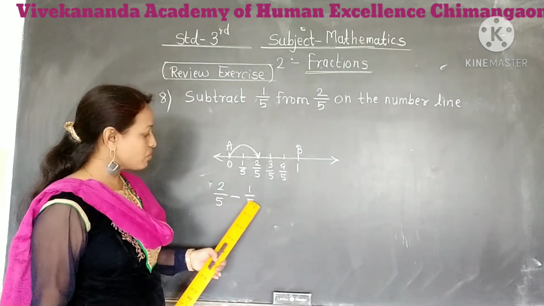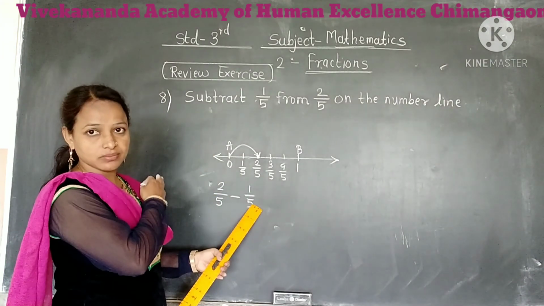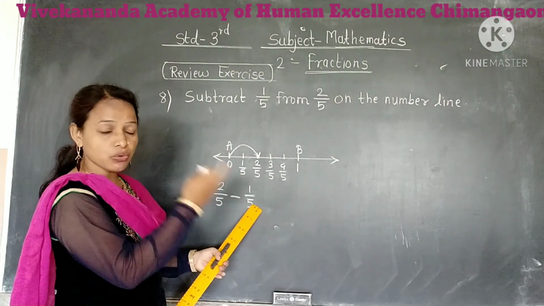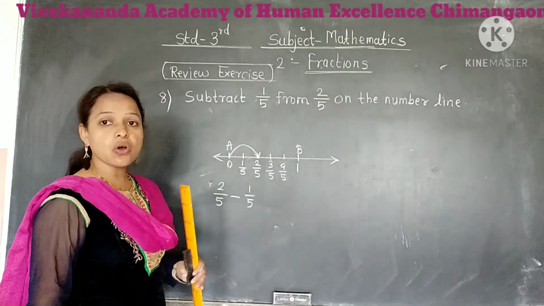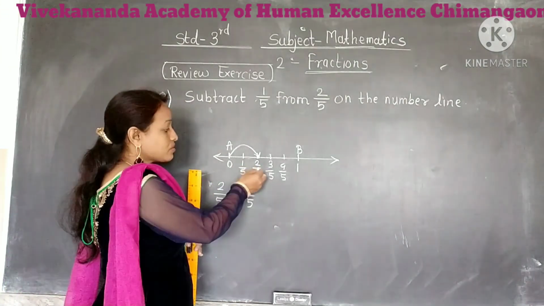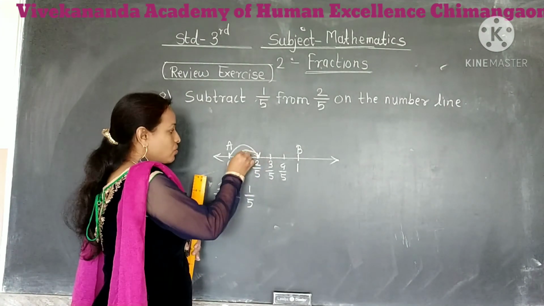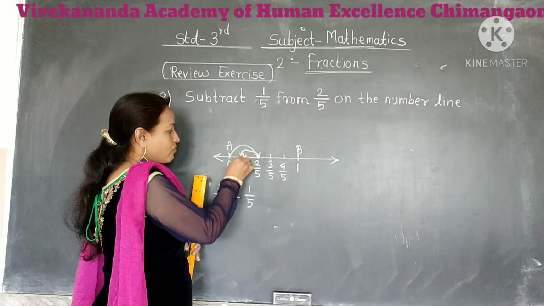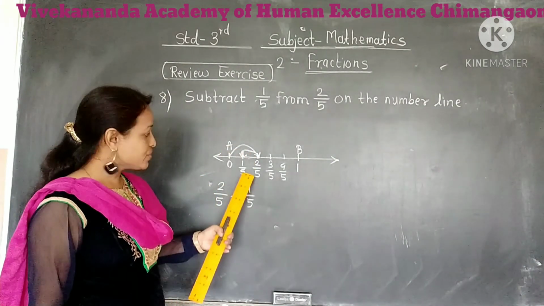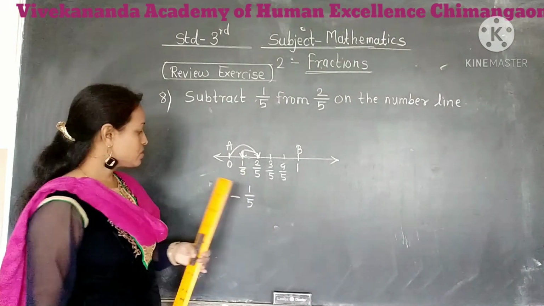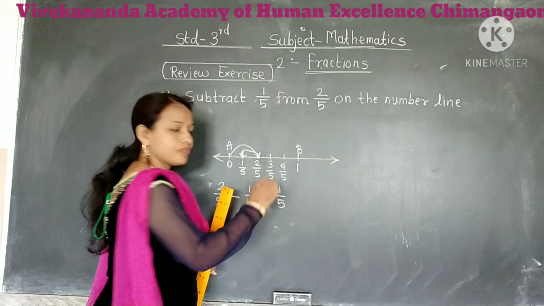Now from that we have to subtract 1 upon 5. So we have to move backward. See student, we have to move backward one step from 2 upon 5. So we move one step backward, we reach fraction 1 upon 5. So here we reach fraction 1 upon 5. So we get the answer 1 upon 5.